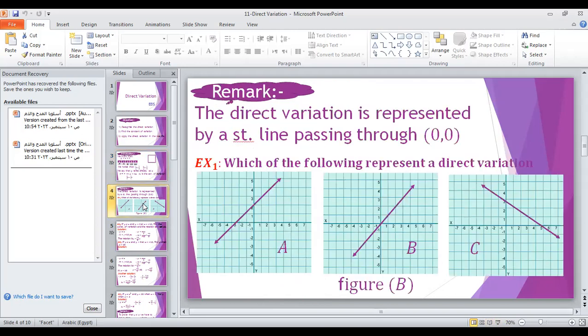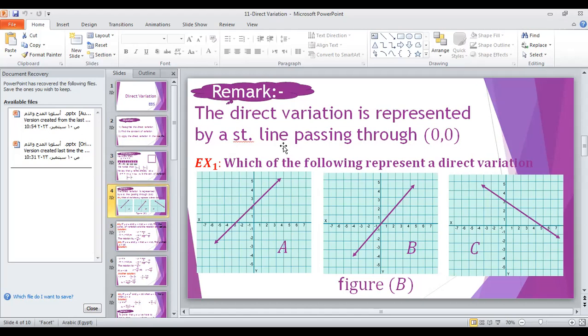Remark. If we take this table and want to represent it using a graph, this relation is a linear relation, as we studied in algebra before. The direct variation is represented by a straight line, because it is a linear function.